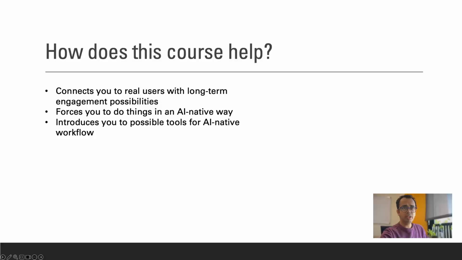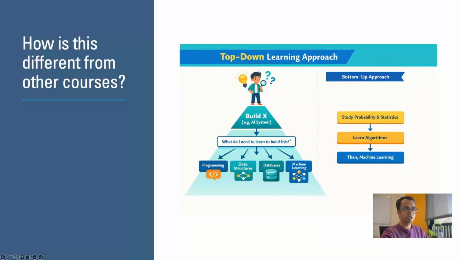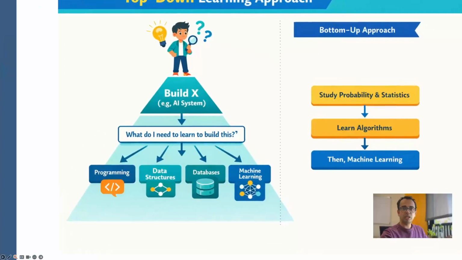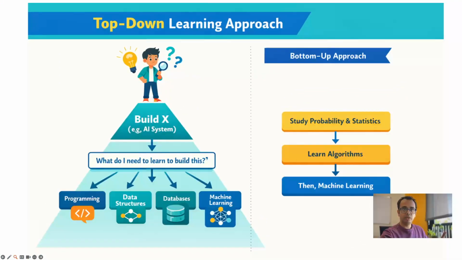So this course, even philosophically, is different from other courses, right? Typically, when you are trying to, let's say, study machine learning, people will suggest that you first study probability and statistics, learn some algorithms, and then finally come towards machine learning, right? But this is a top-down learning experience. So here we are trying to figure out, okay, this is the system that I need to build. So what are the things that I need to study? Do I need to study programming? Maybe, right? Data structures, databases, machine learning. What are the things that I need to be able to do so that I can build this product, right?